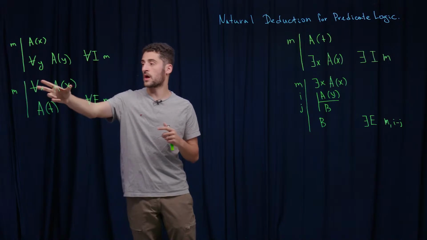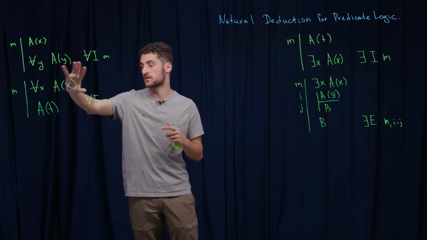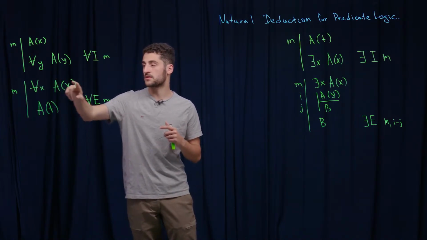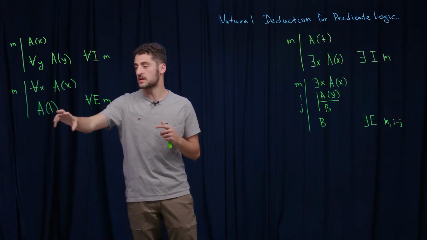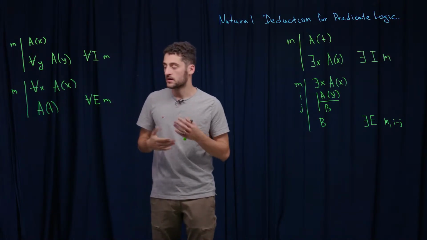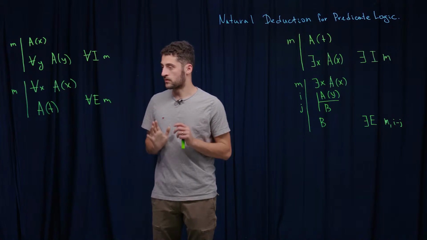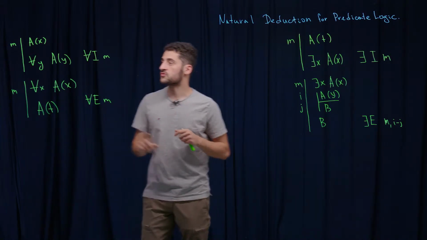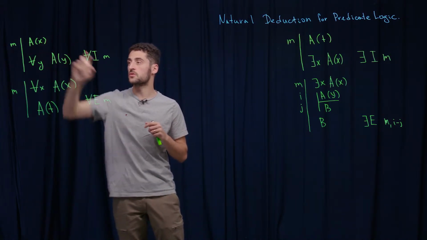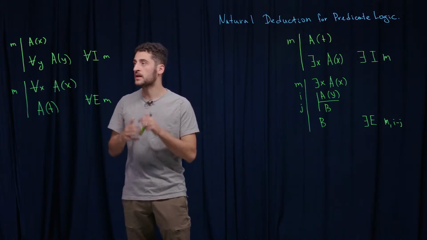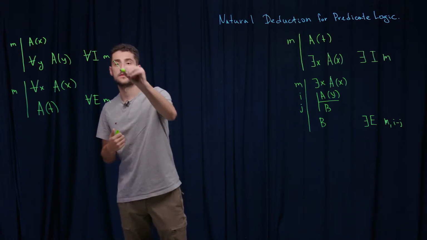And similarly, if you have the universal quantifier by x and after that A of x, you can replace this by A of t, where t is any term whatsoever. There is only one restriction here: x shouldn't be a free variable of any open hypothesis.